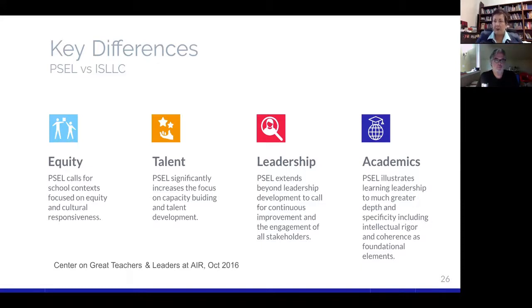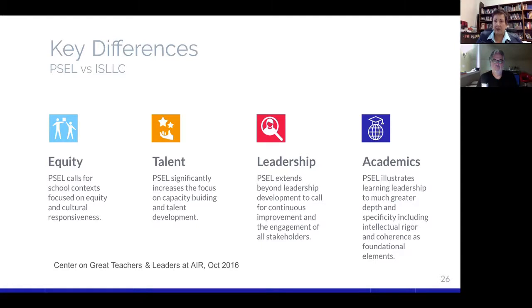Equity, for example, is a front and center concern for all of us in school leadership today. PSEL very firmly calls for school contexts focused on equity and cultural responsiveness. It's a mandate, it's an imperative in the standards, and the framers have done a really nice job of threading equity across the standards in a very integrated way. So it's not stop, drop, and attend to equity. Instead, the illustration is one where equity is front and center and front of mind in the decisions that a school leader will make.